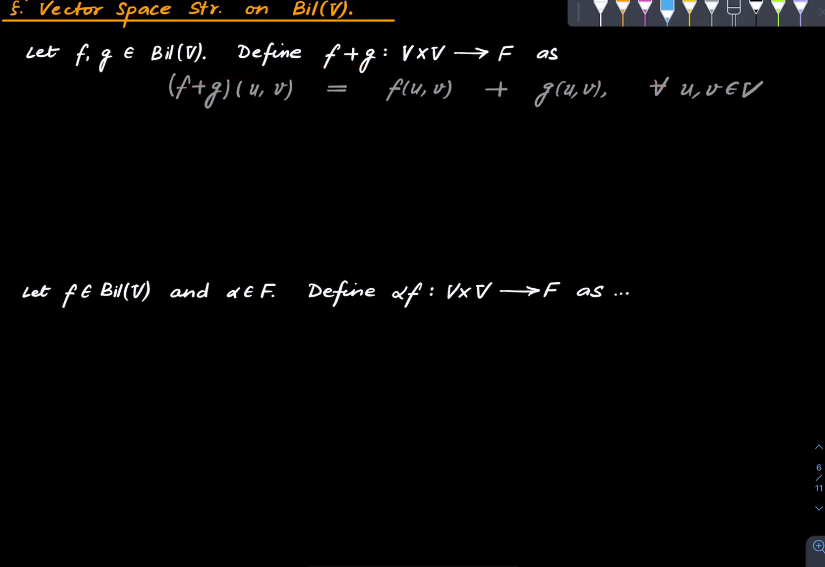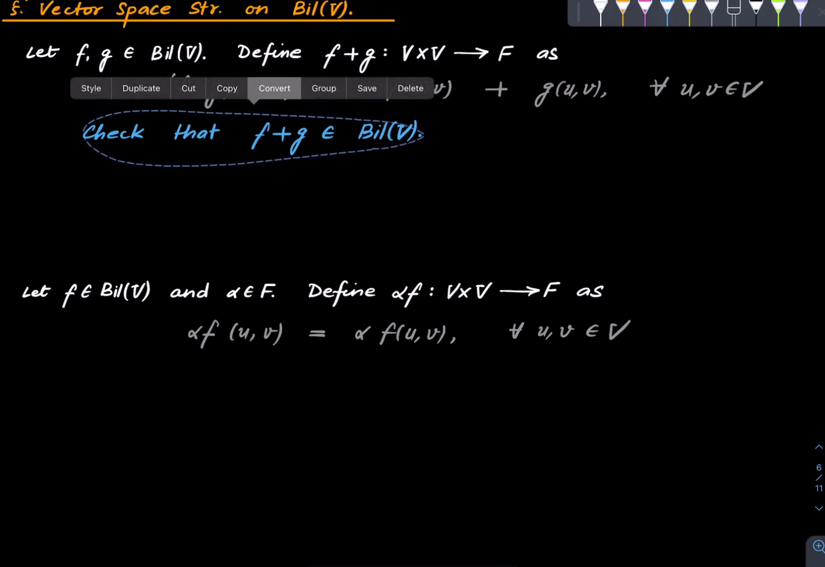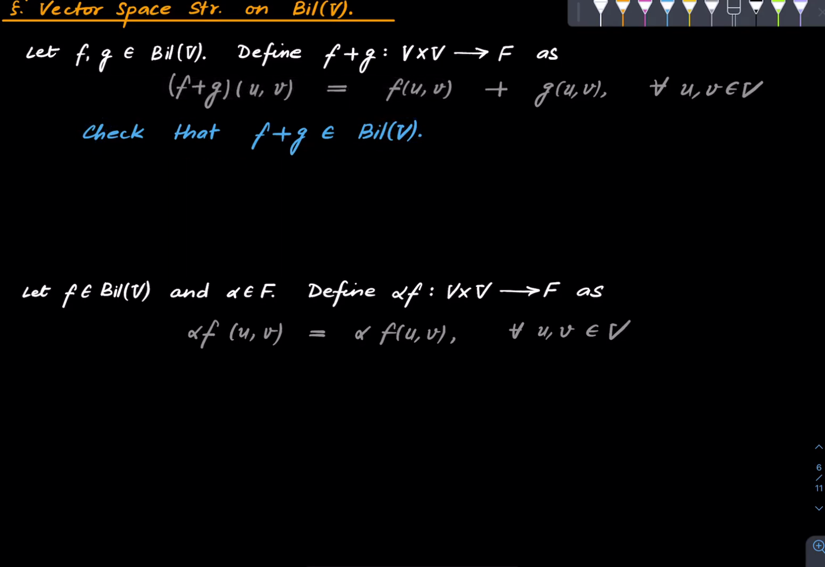Well, yes, one has to check that f plus g is also a bilinear form. It's not just some map, it is a bilinear form. Similarly, suppose we have a bilinear form and a scalar. We define alpha f. One may write alpha dot f if one wants, but this is as of now just a symbol. This is defined as a map from V cross V to F as alpha f of u comma v is equal to alpha times f of u comma v. Again, this is for all vectors u and v, and as above, check that this is a bilinear form.